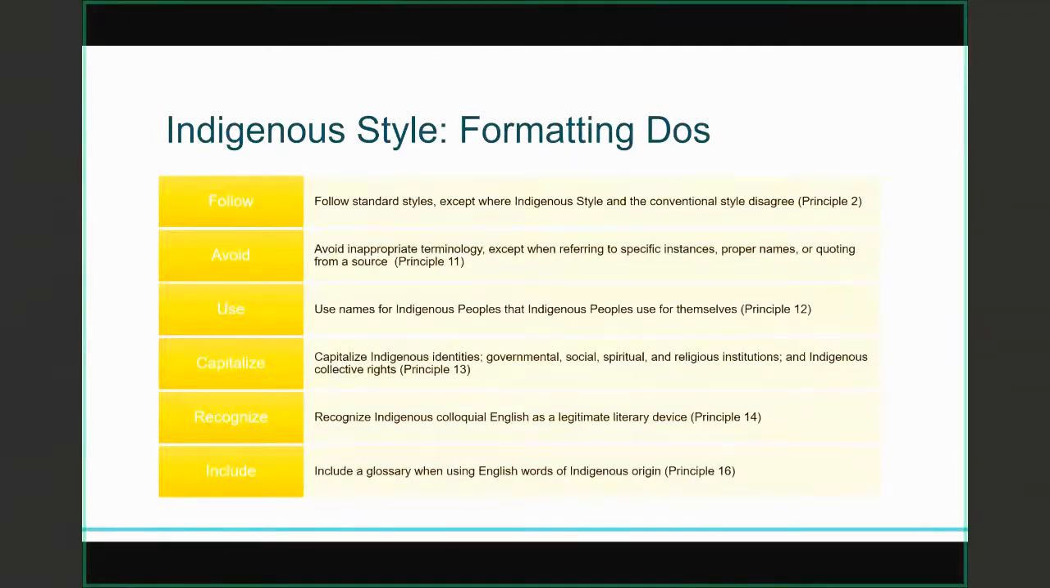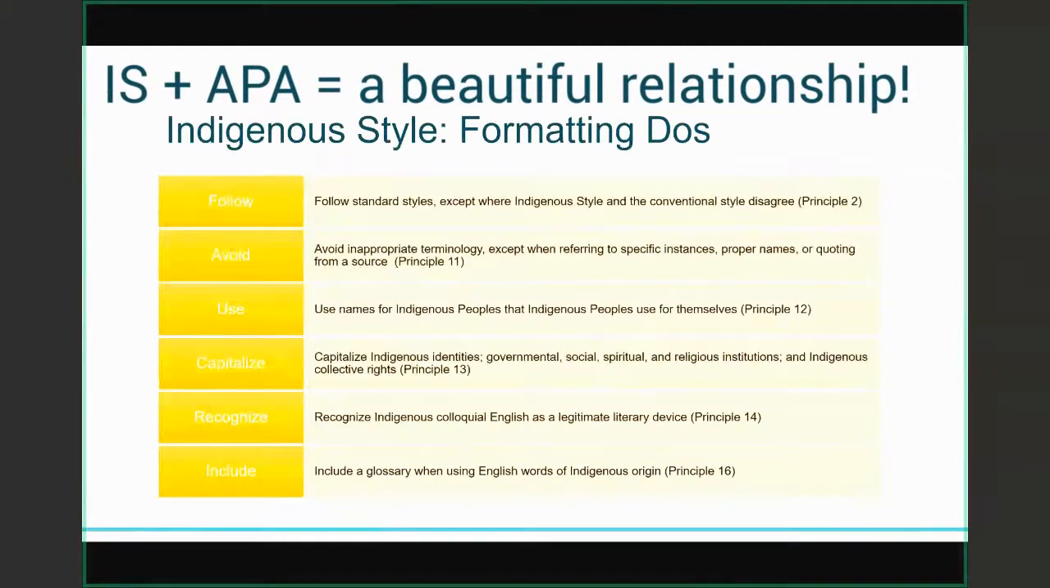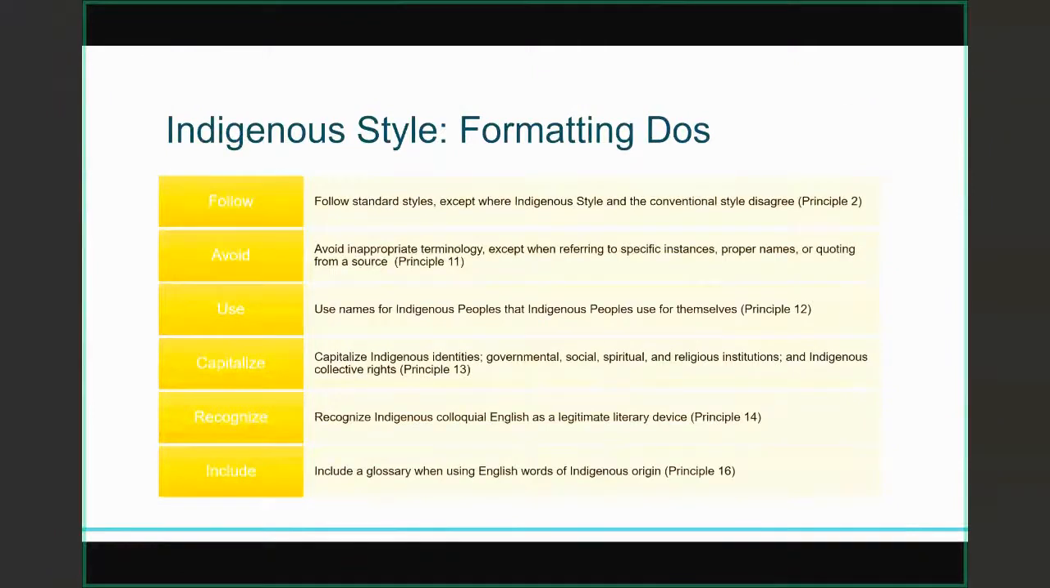Here are some tips for what to pay attention to and include in your formatting. I sometimes get both faculty and students asking, well, what about other citation styles like APA or CSE? You can use these styles in conjunction with Indigenous styles. Simply follow the standard style, such as APA, except where Indigenous style and the conventional style disagree. In those cases, defer to Indigenous style.